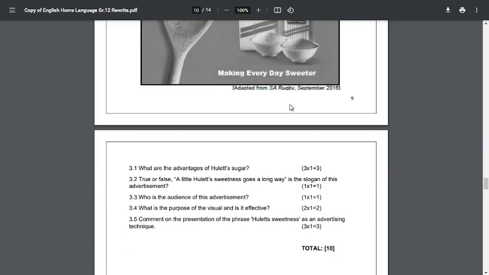True or false? Little Hewlett's sweetness goes a long way is the slogan of this advertisement. So remember, true or false. It is always good practice, if you write false, to write the correct sentence. If you write true, no need to write anything else, but if you write false, it's good practice to write the false statement, because sometimes we have questions which are a little bit more vague. And if you write essentially why you say it's false, then sometimes you can get a mark even if we were looking for the answer true. So an example of this is in the recent paper.